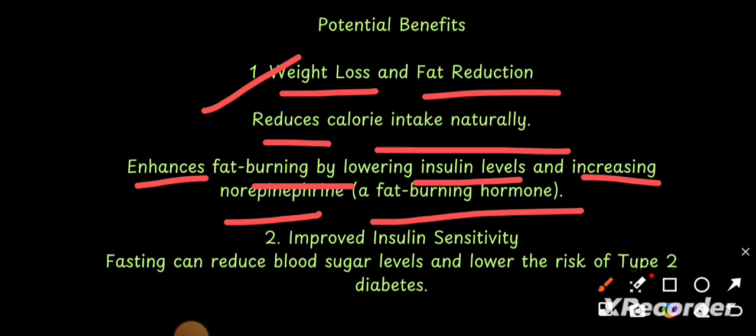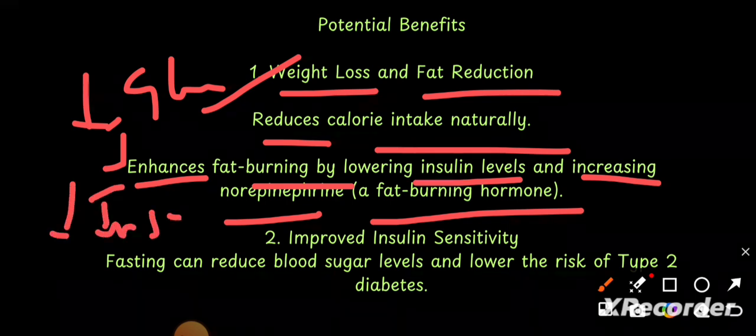So by doing intermittent fasting, there is a low amount of calories you are taking. So less calories means less glucose. When there is less glucose, there is also less insulin. As a result of less insulin, more of the stored energy will be used, that is, the fat will be used. And there is also norepinephrine released. This is a fat burning hormone. As a result of all these things, by doing intermittent fasting, you're going to have weight loss and your fat will be reducing.